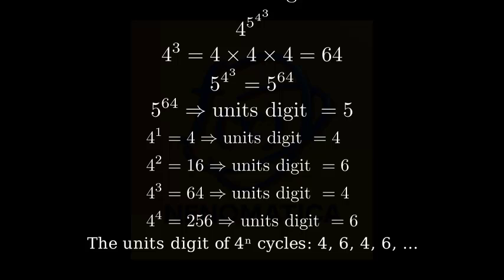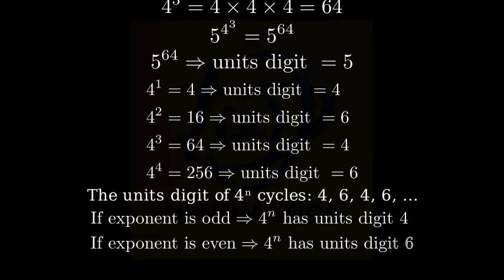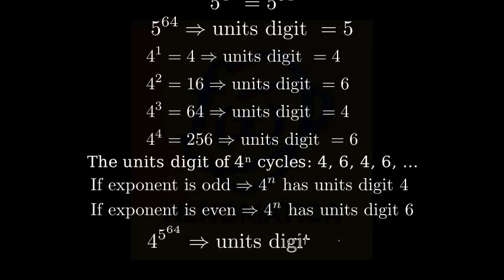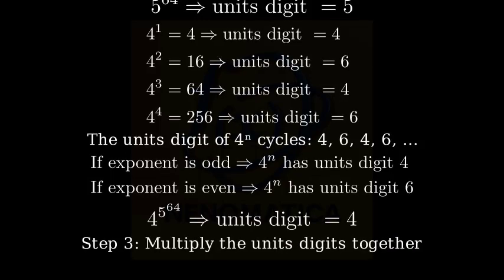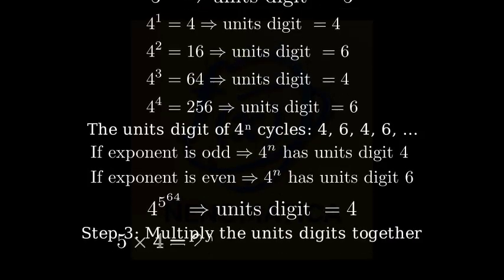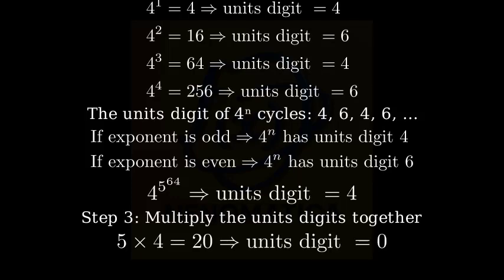To determine the units digit of 4 raised to a power with units digit 5, we need to check if 5 is odd or even. 5 is odd. For odd exponents, 4 raised to that power will have a units digit of 4. So, 4 raised to the power that ends with 5 will have a units digit of 4. Now, we multiply the units digits of both terms to get our final answer. 5 times 4 equals 20, so the units digit of the entire expression is 0.